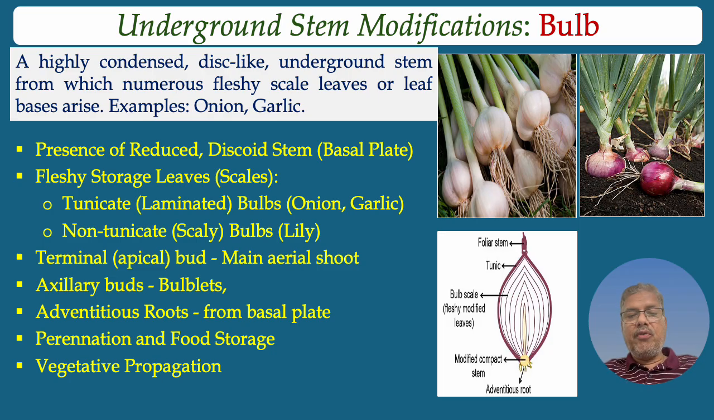Bulbs are highly effective for vegetative propagation. The development of bulblets from axillary buds allows rapid multiplication of the plant, producing clones of the parent plant. Many plants that form bulbs are perennials, completing their life cycle over multiple years, using the stored energy in the bulb to regrow each season.